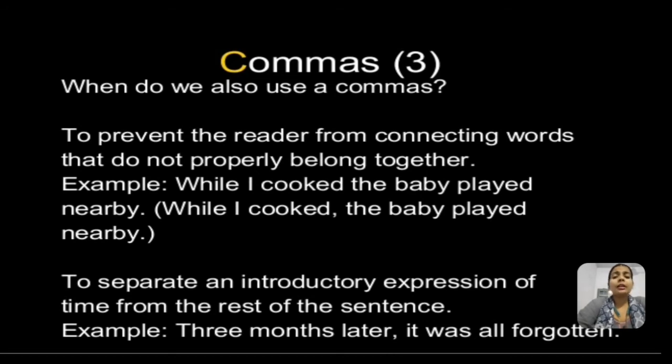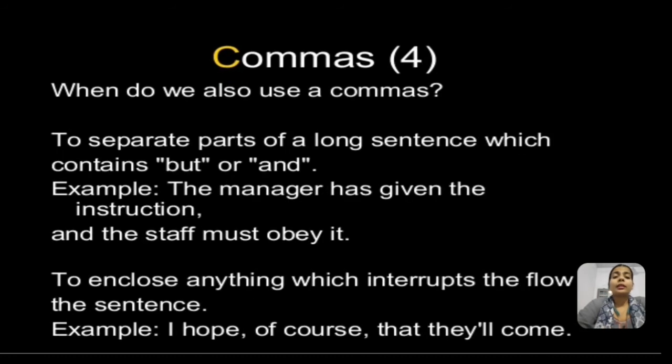To separate an introductory expression of time from the rest of the sentence. For example, 3 months later, it was all forgotten. Another use of comma is to separate parts of a long sentence which contains 'but' or 'or'. For example, the manager has given the instruction, and the staff must obey it.